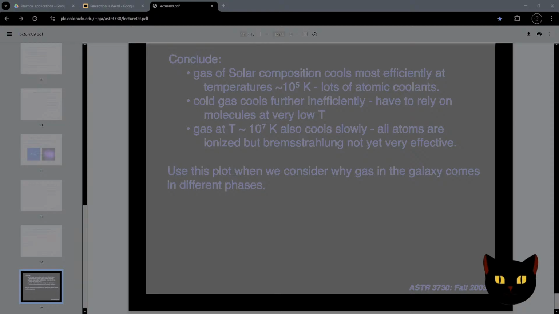Whatever professor or teaching assistant wrote this didn't even credit themselves, just gave the course number and the year number. 21 years ago they wrote this for Astronomy 3730. Normally you would say 373. Wonder if they use 4-digit numbers at colorado.edu.